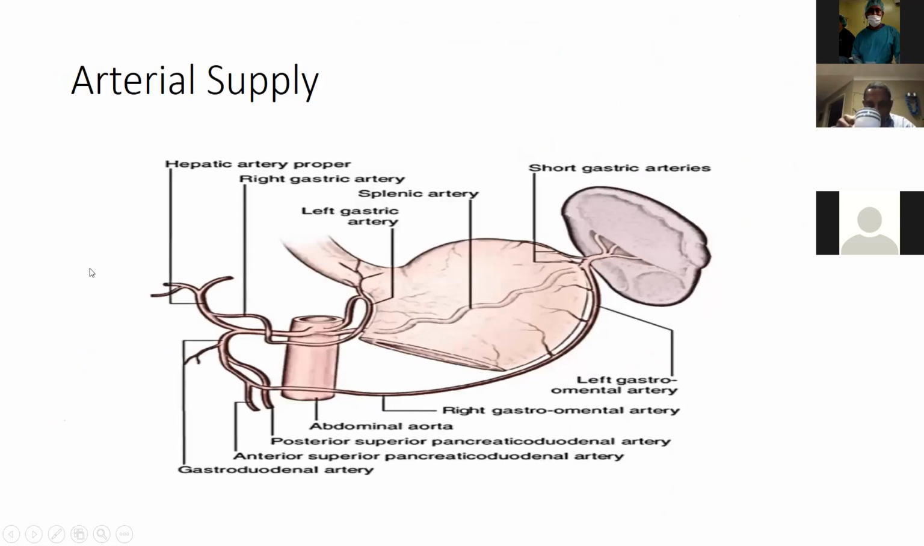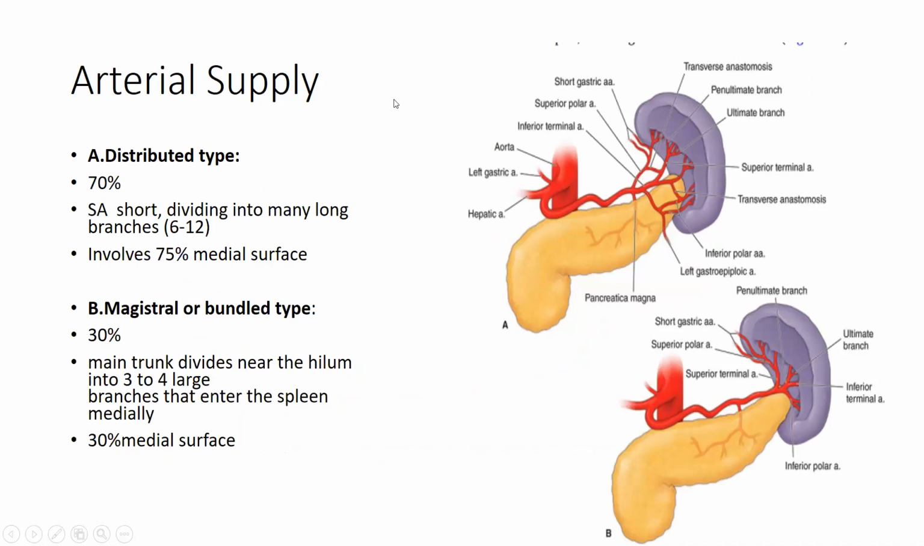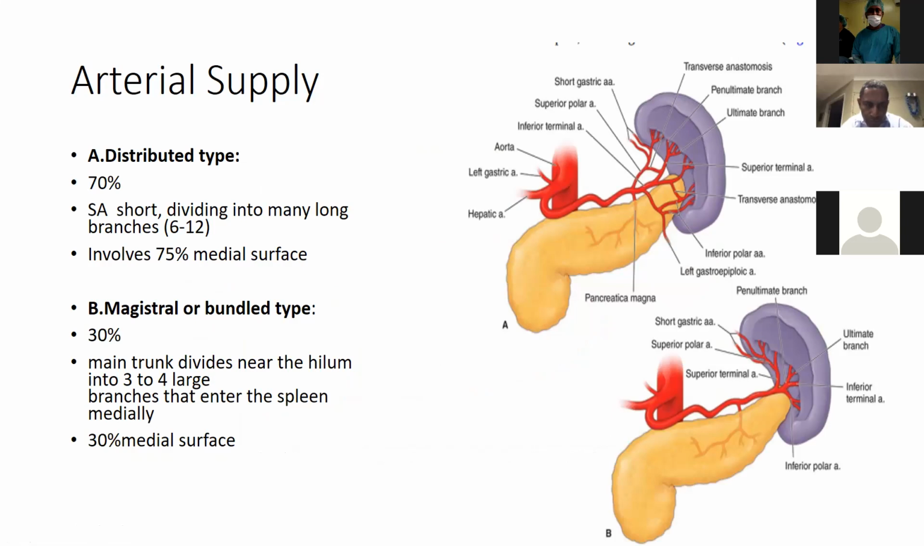The arterial supply is also important. The main supply is by the splenic artery, which is off the celiac trunk. Then you have other divisions such as the short gastric arteries and also the left gastroepiploic. In 1924, this gentleman, Michels, studied the distribution types of arterial supply of the spleen, and he found that there were 2 main arterial distributions.